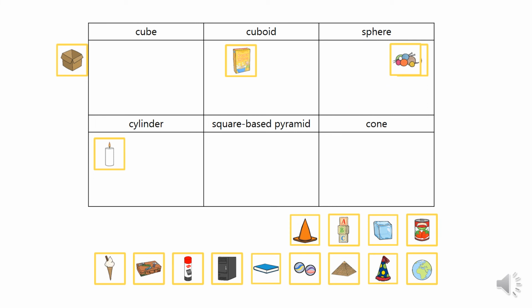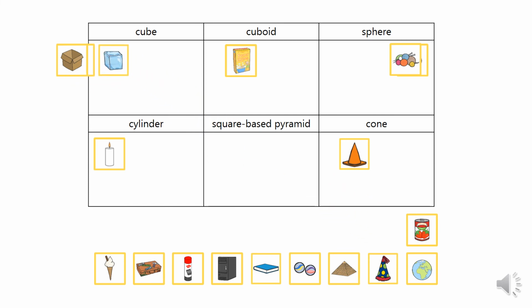Where do you think the cone will go? Good, the traffic cone is a cone. There's a clue in the name. What about the blocks? The blocks are also cubes. And the ice cube is a cube. Again, there was a clue in the word. What about this tin of strawberries? It's a cylinder. What about the ice cream cone?